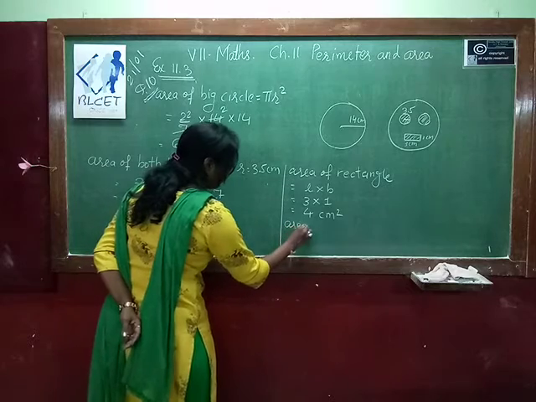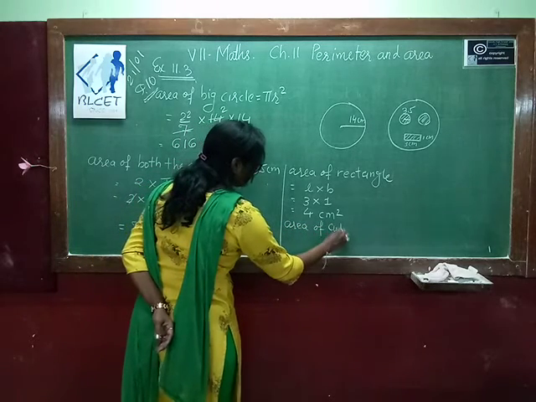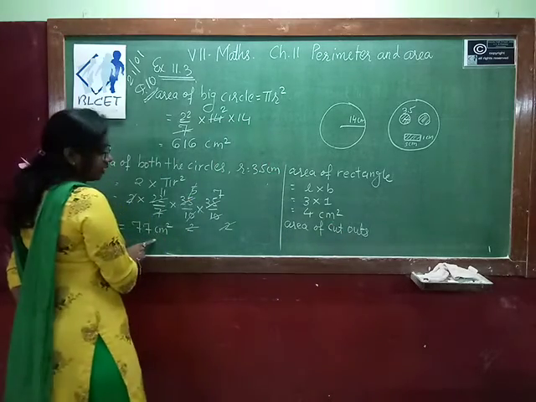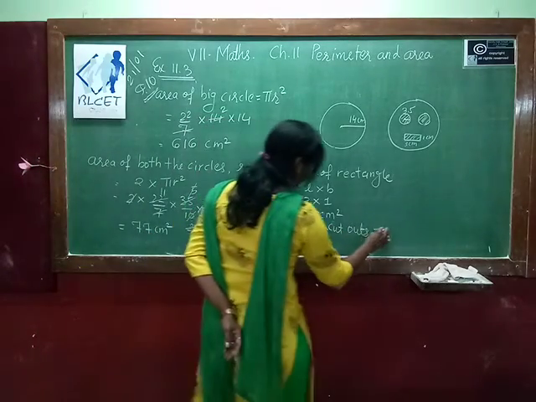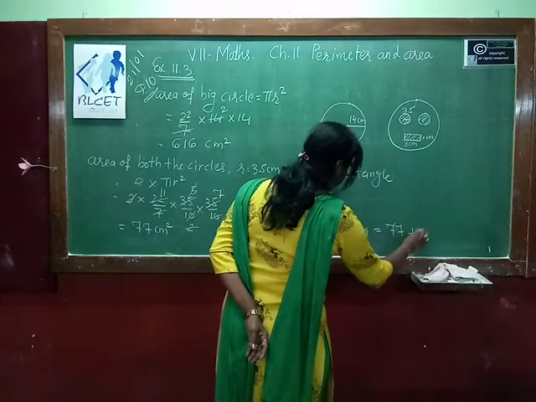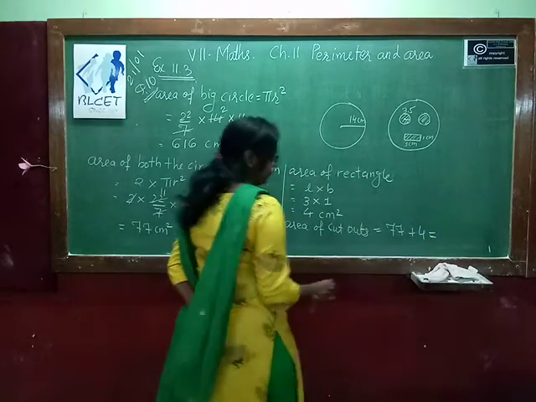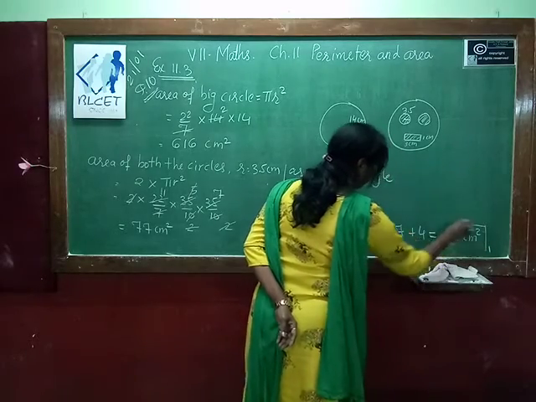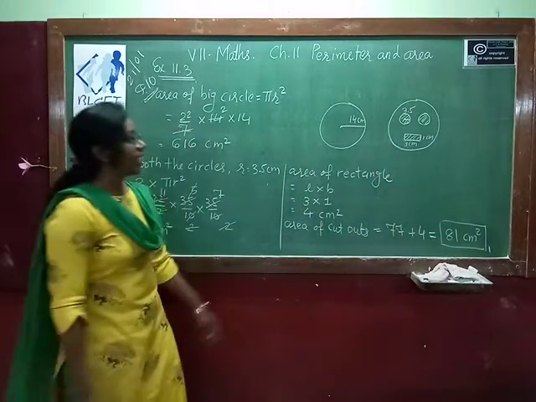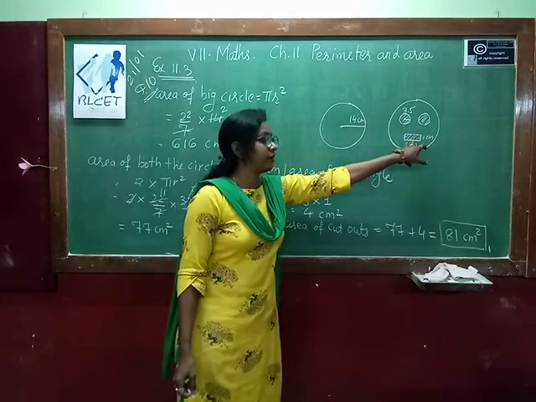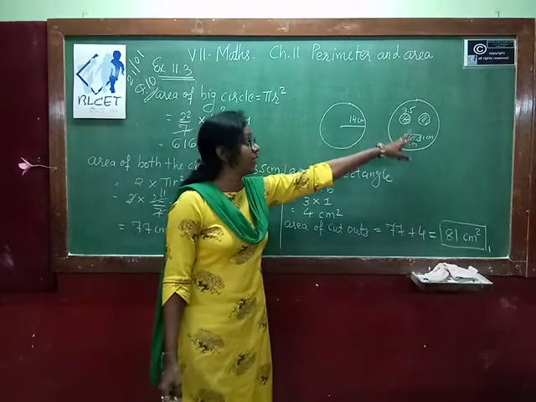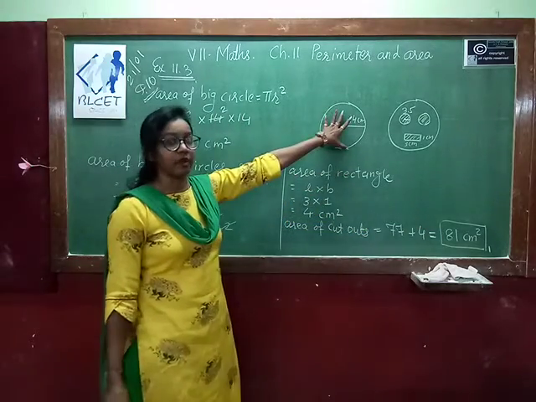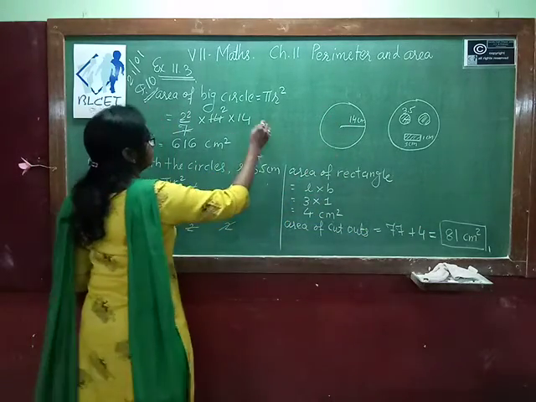So now we will find the total area of the cutouts, that is 2 circles and 1 rectangle, which is equal to 77 plus 3, which is equal to 80 centimeter square. So if we want to find the area without these 2 circles and 1 rectangle, what we have to do? We have to remove the area of these 2 circles and rectangle from the total area.